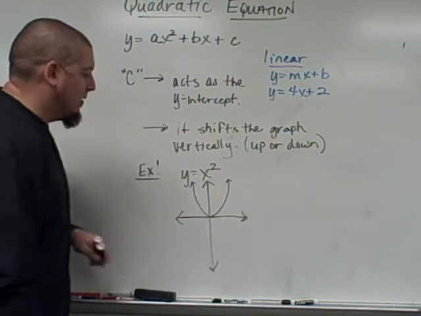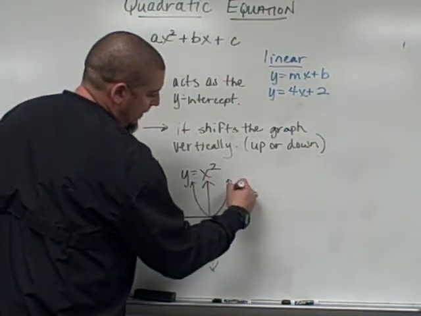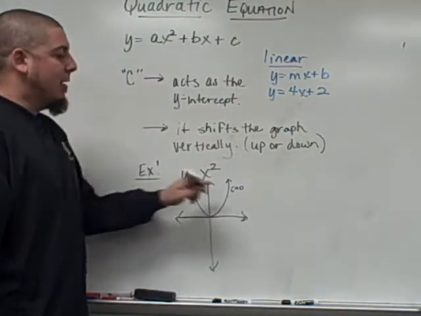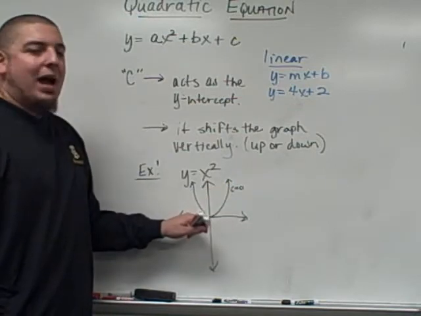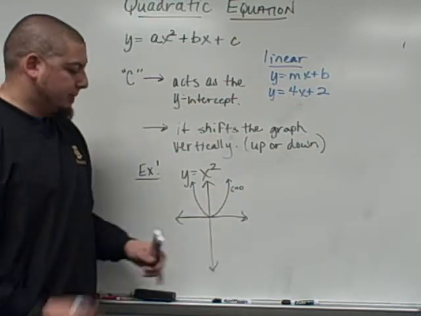If c equals 0, that means my y-intercept is at 0. Well, my y-axis, that is on the origin.